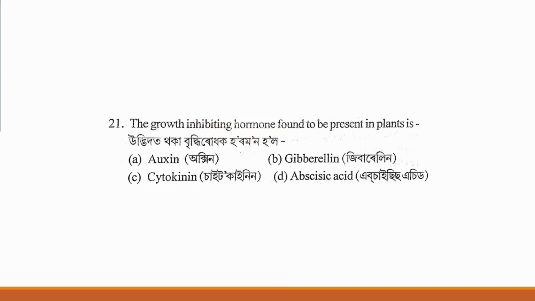Question number 21. The growth inhibiting hormone found to be present in plants is auxin, gibberellin, cytokinin, abscisic. Dear students, our correct answer will be abscisic acid. Why? Because abscisic acid plays a role in processes like dormancy and response to stress. In case of plants, it is a growth inhibiting hormone which plays a role in processes like dormancy and response to stress.